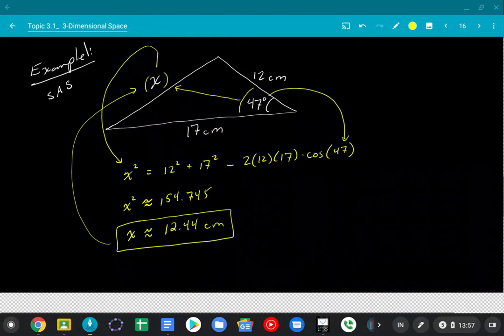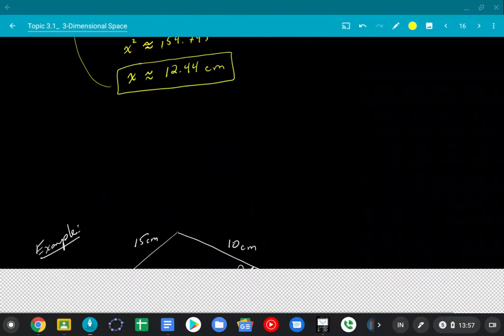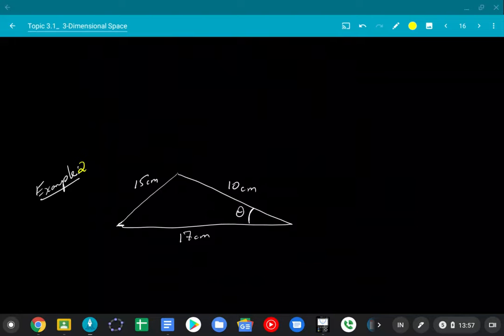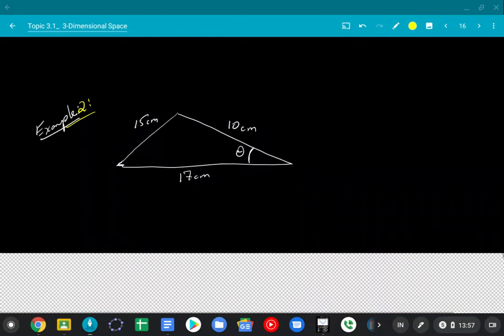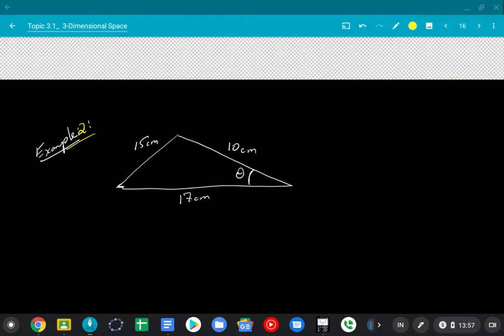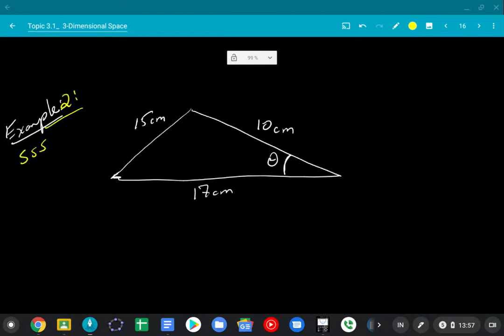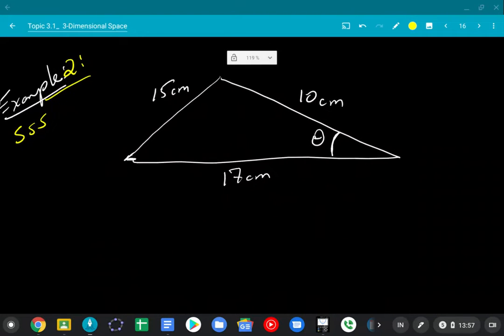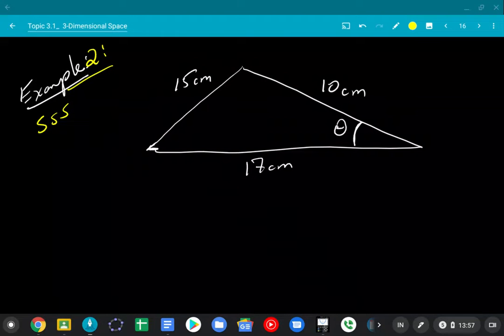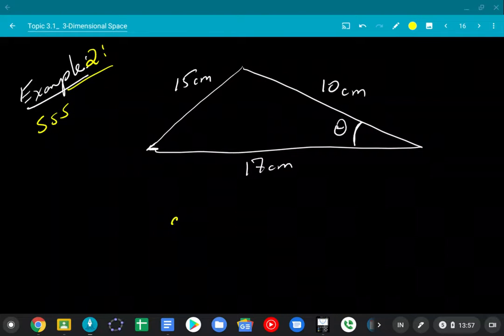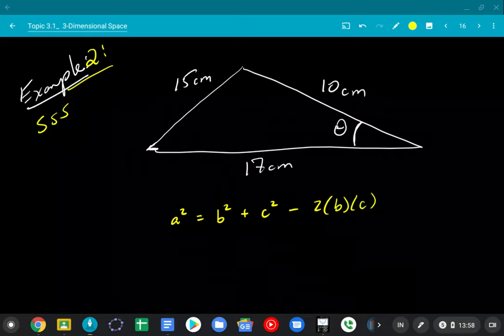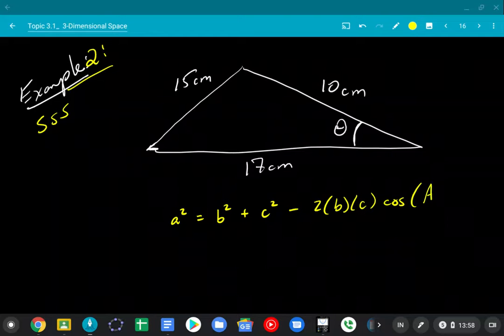All right. So let's move on to example, we'll call it example number 2. In this case, I have 3 sides. I have side, side, side. So I want to still use the law of cosines. All right. And the law of cosines looks like this one more time. Let's go: a squared is equal to b squared plus c squared minus 2 times b times c times the cosine of big A.